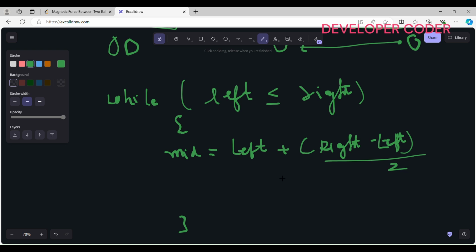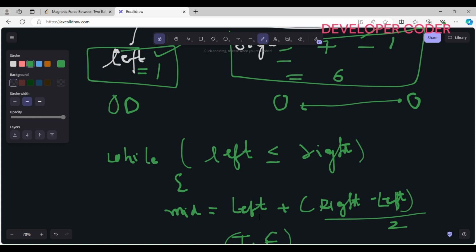And after finding the mid, we have to call one method, and that method is going to give me true or false, depending on whether we can place the balls or we can't place the balls. Mid is going to be nothing but the minimum force.